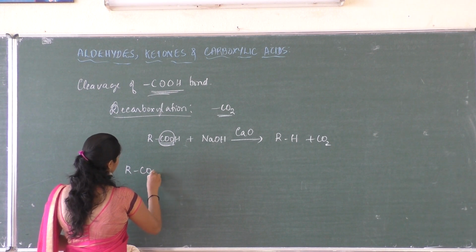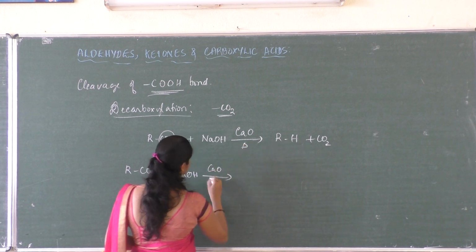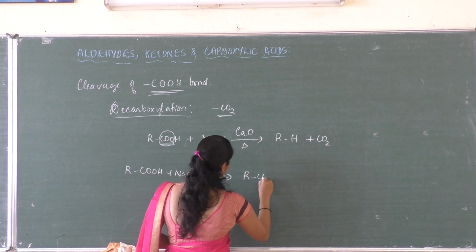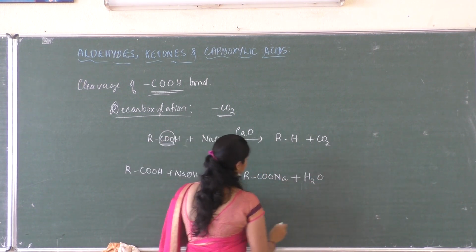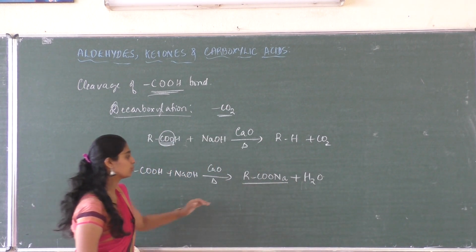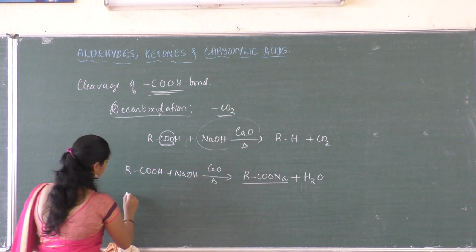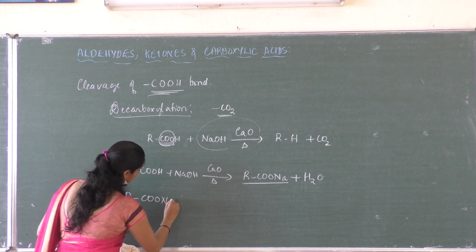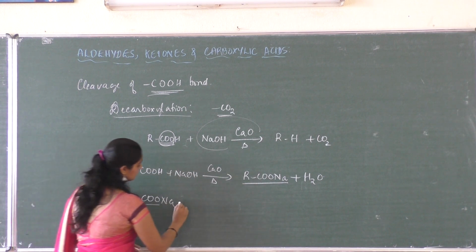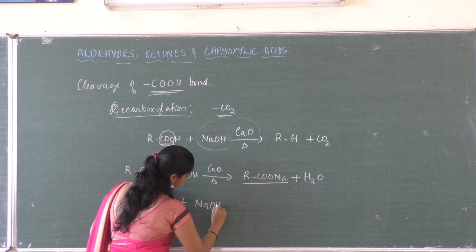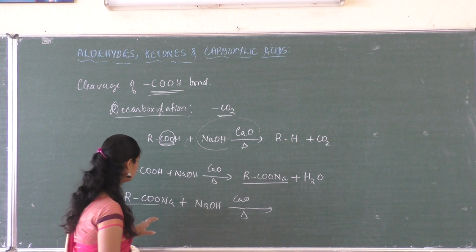That is RCOOH with calcium oxide. When it is heated, it forms RCOONa, and a water molecule gets removed. So when the sodium salts of carboxylic acids are heated in the presence of soda lime, that is RCOONa, the same step is explained here. The sodium salt of the carboxylic acid is heated with soda lime, a mixture of sodium hydroxide and calcium oxide.